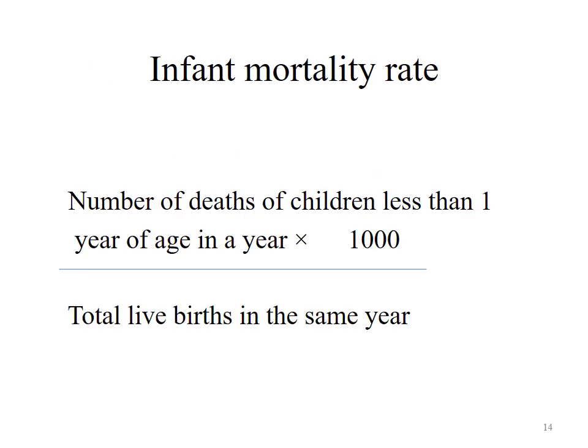This is more important, infant mortality rate, which means the total number of deaths among the children at the age of less than 1 year in a given area in a given period, multiplied by 1000 divided by the total number of live births in the same area in the same period.